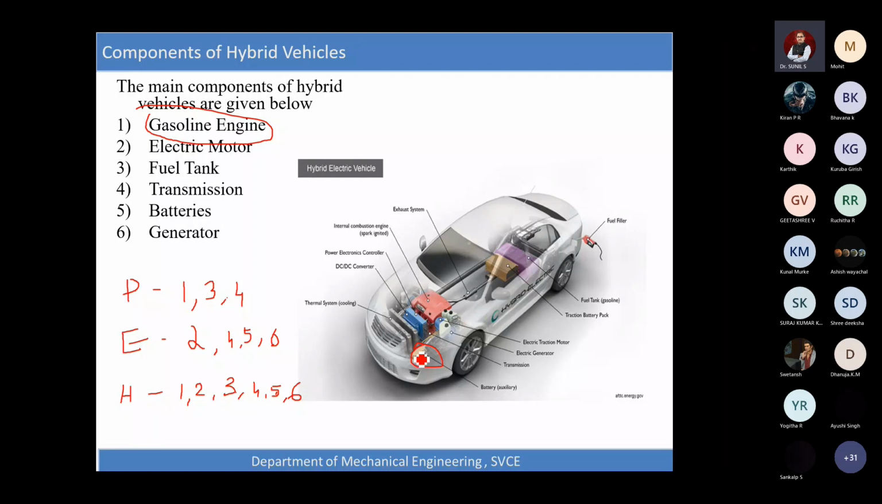Indicator, horn, etc. work on this auxiliary battery. So this is a common component in any type of vehicle. Then there should be an electric generator. In the previous case, we have seen the generator helps in charging the battery.